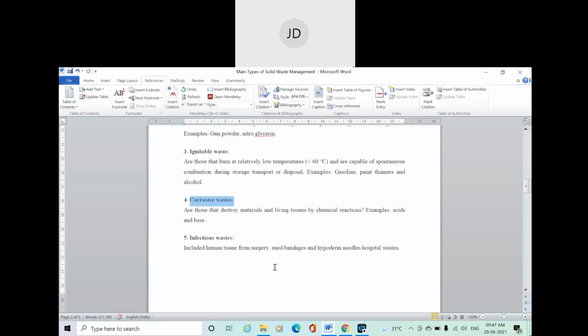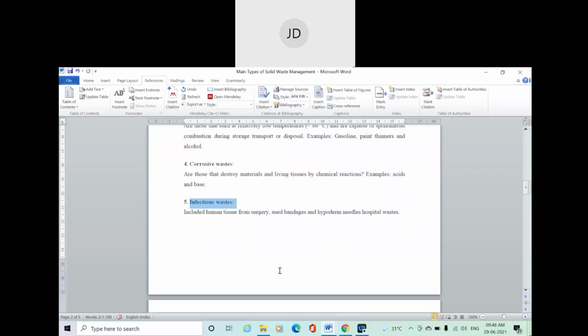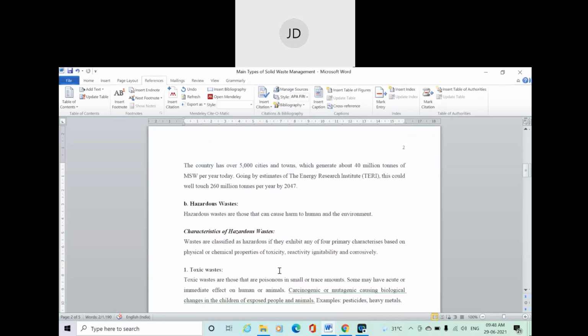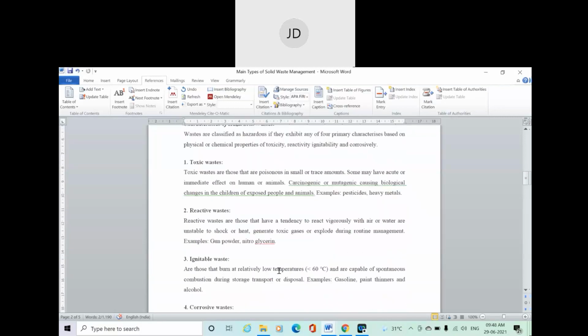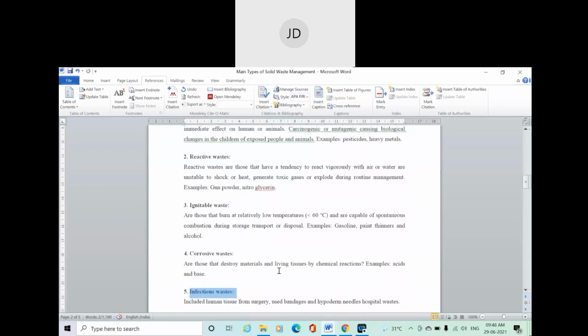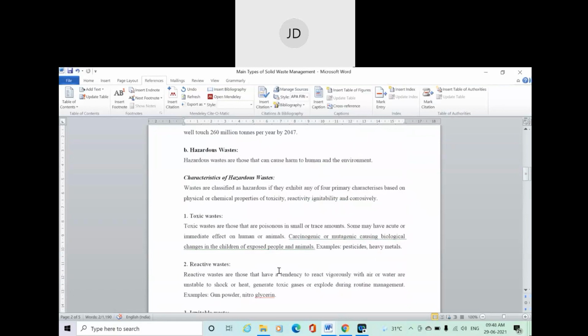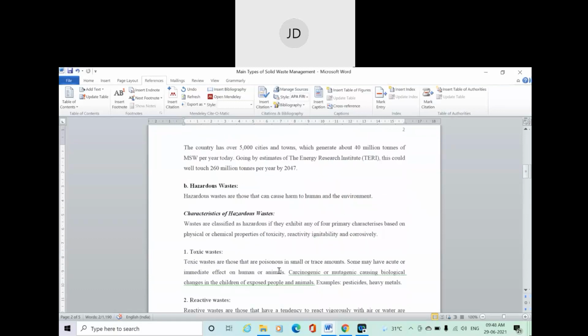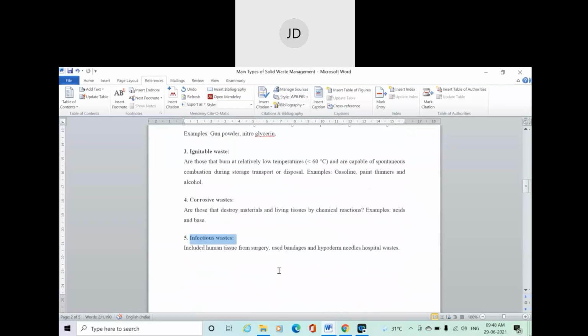Infectious waste is another one. It includes human tissues from surgery, used bandages, needles, basically hospital waste. Hospital waste is classified under infectious waste because medical waste may contain different disease-causing agents, since it is not disinfected. So this is the categorization of hazardous waste. All these: toxic waste, reactive waste, ignitable waste, corrosive waste, and infectious waste, are under hazardous waste. They can harm the human body and the environment immediately. Fine.